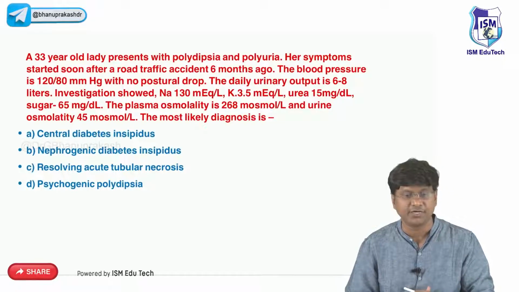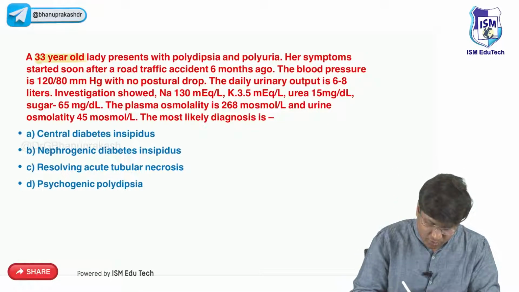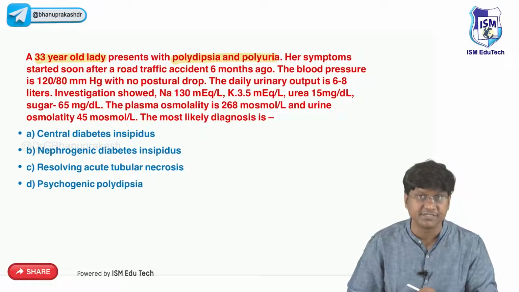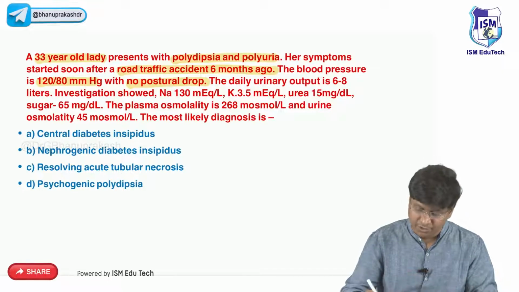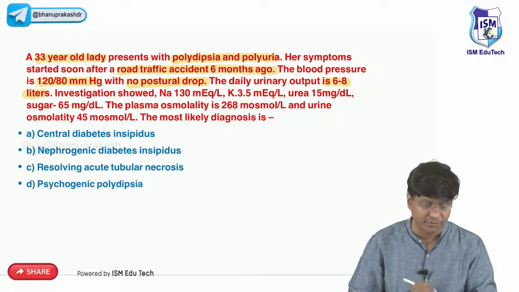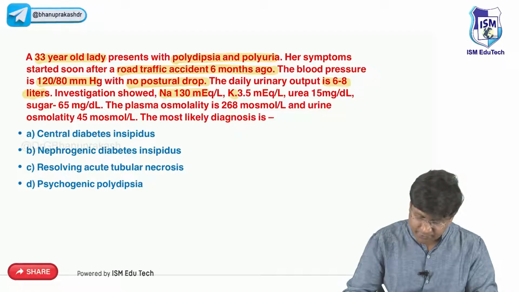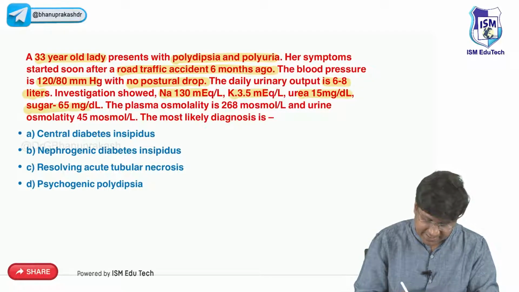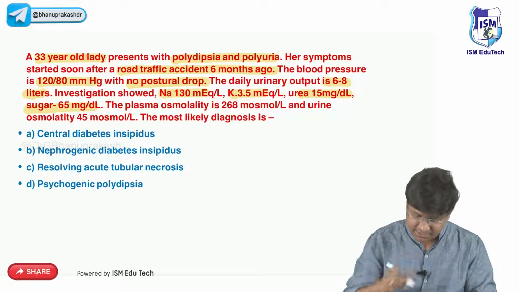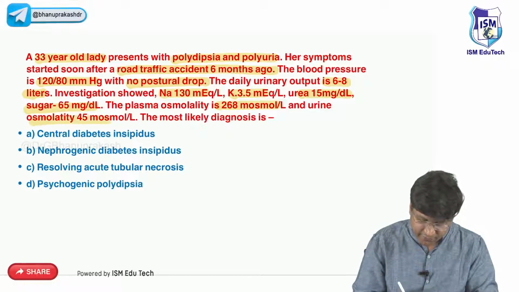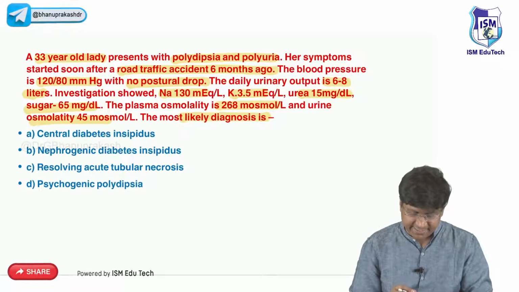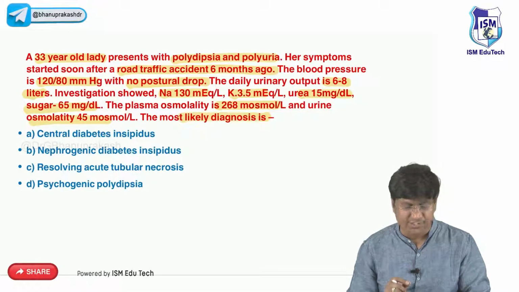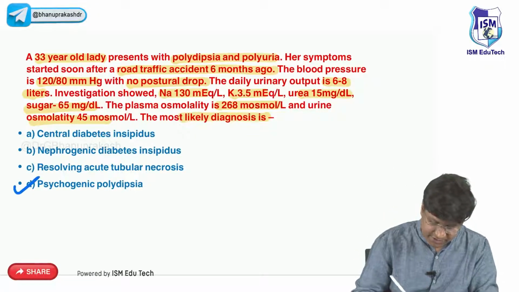Now, you see another important clinical scenario. A 33-year-old lady presents with polyuria as well as polydipsia. Her symptoms started soon after a road traffic accident 6 months ago. The blood pressure is 120/80, no postural drop. The daily urine output is 6 to 8 liters. Investigations revealed sodium 130, potassium 3.5, urea 15 milligrams per deciliter, sugar 65 milligrams per deciliter, plasma osmolality 268, urine osmolality 45. What is the most likely diagnosis? The options are central diabetes insipidus, nephrogenic diabetes insipidus, acute tubular necrosis, psychogenic polydipsia. The answer is psychogenic polydipsia.